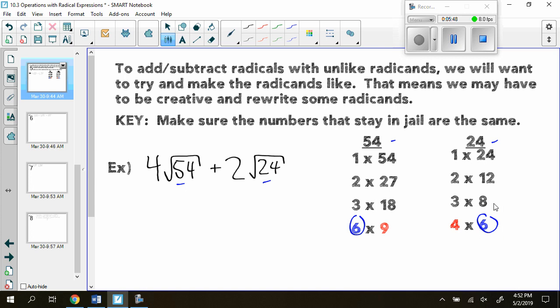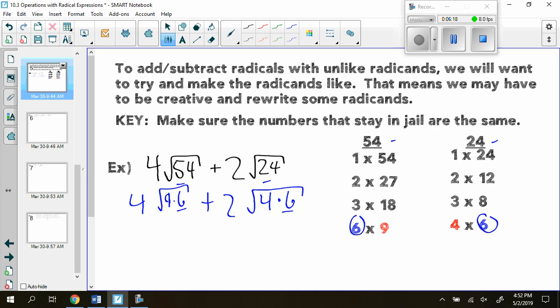So 4 square roots of 54. I'm going to rewrite that as 4 square roots of, I'm just going to say 9 times 6. Plus 2, rewrite the square root of 24 as 4 times 6. Again, notice these 6's match. These are the parts that are not the perfect square from the factoring. So those are the things that are going to stay inside. That's the key. We've got to make sure the things that stay inside are the things that match.